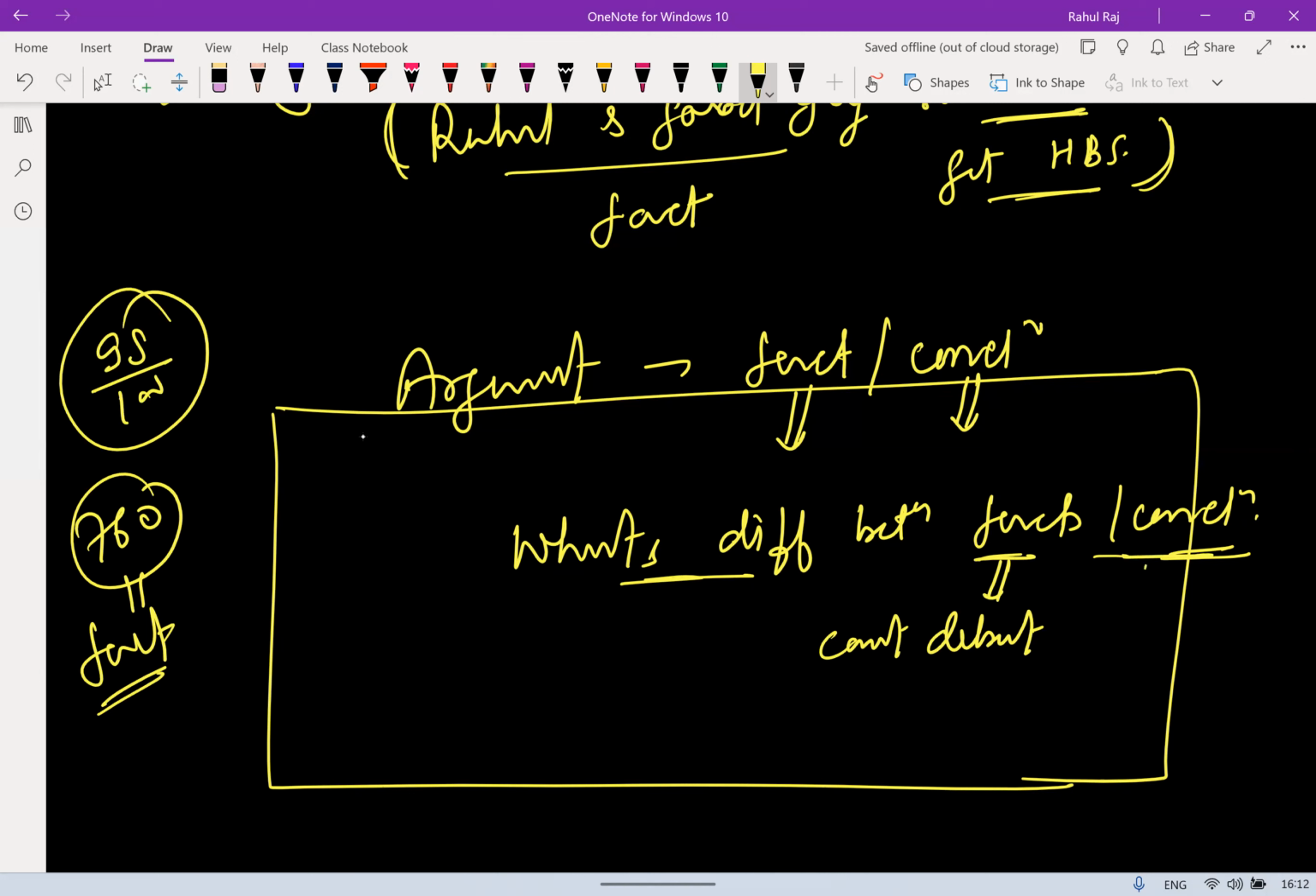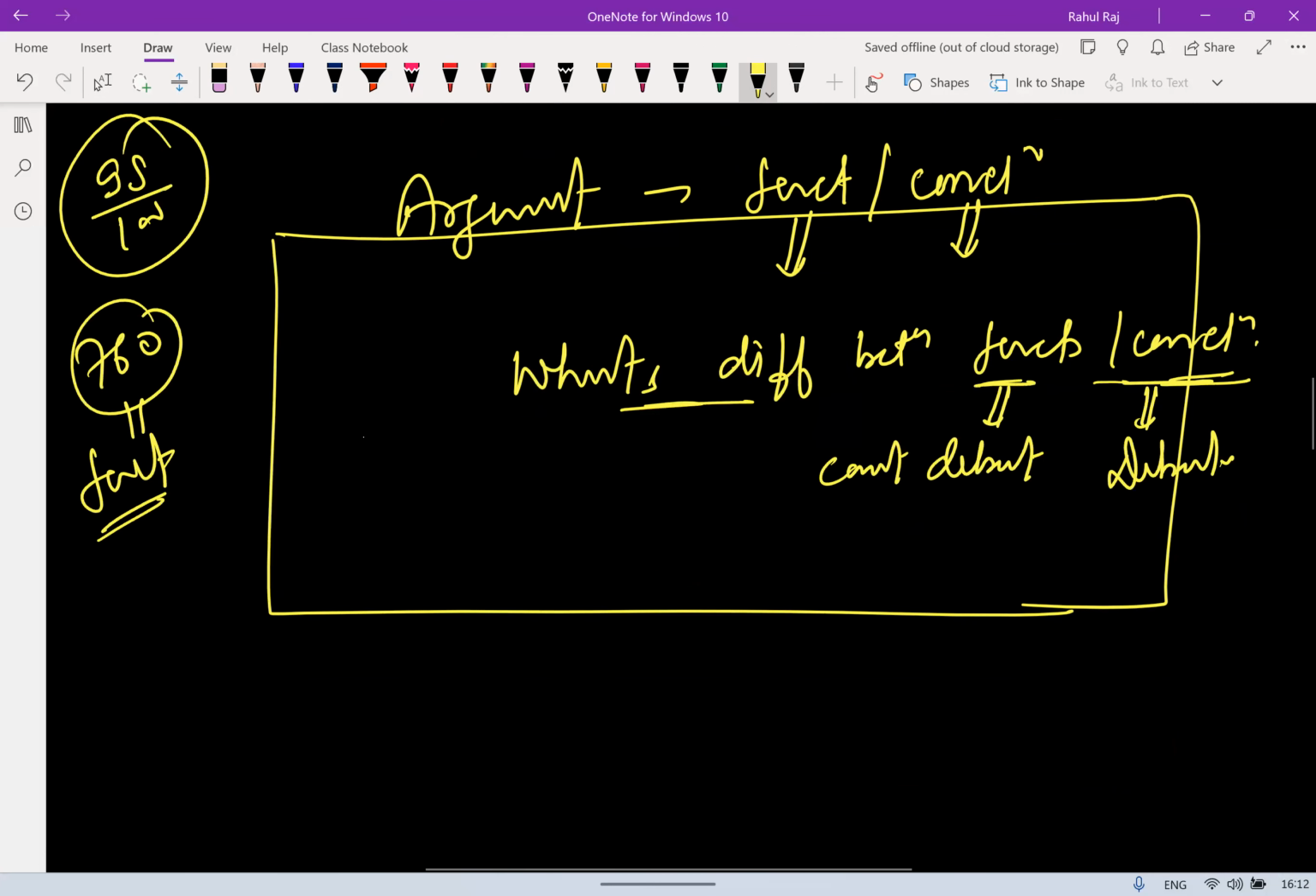But conclusions are always debated. Always. 100% remember, facts always lead to conclusion. Never a vice versa thing. Conclusion never leads to facts at all. So facts are something which is always non-debatable. If I say Jana is studying in St. Xavier's College, Calcutta, this is a fact. But if I say Jana, because Jana is studying in St. Xavier's College in Calcutta, is supposed to be a very brilliant student, that is a conclusion.